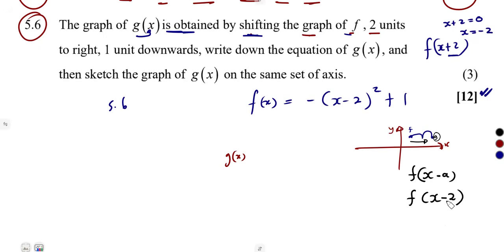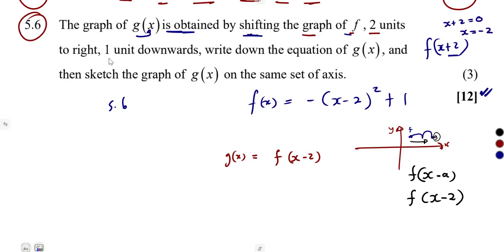This is whenever you're shifting along the x-axis. So to the right, it takes a negative, all right? So meaning to say, our g(x) must be equal to f of what? f of x minus 2 to show this shifting of 2 units to the right. This is what it means.